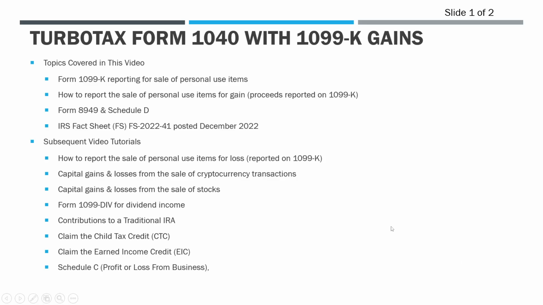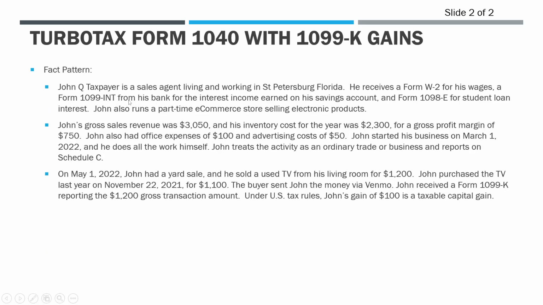All right, so if we go to the fact pattern here, we have John, taxpayer, and again, this is a carryover from the previous videos. So we have John, taxpayer, he's the sales agent. We've already reported his W-2. We've reported some interest income, and we reported his student loan interest. Now, John also had a part-time e-commerce store, and so we've reported those items on his Schedule C, right? And we've also updated Schedule SE, Schedules 1 and 2. So the part that we're focusing in on now is the sale of this personal use item.